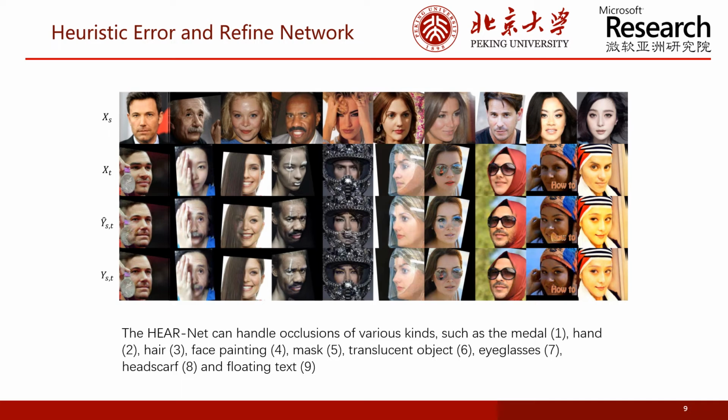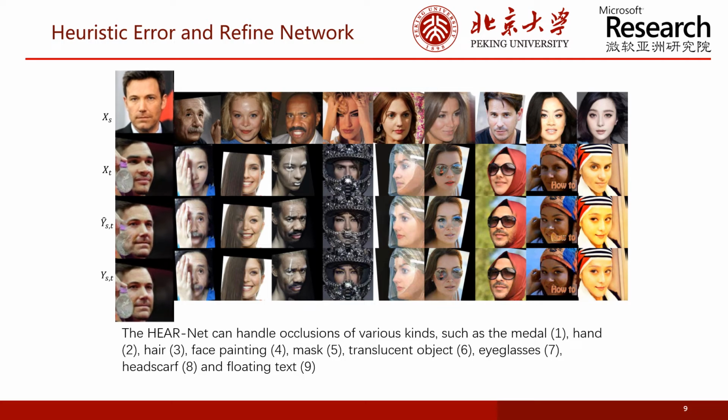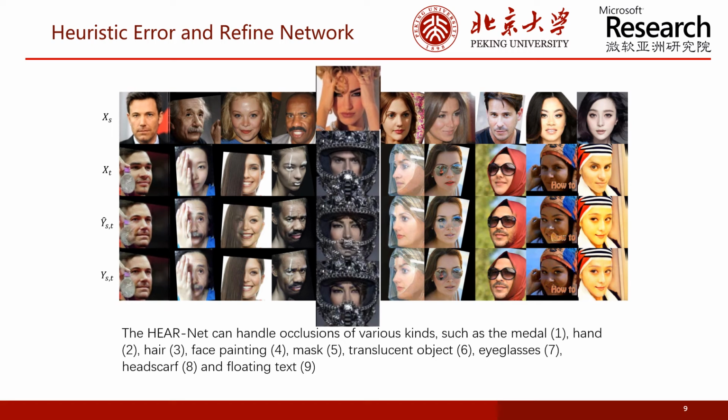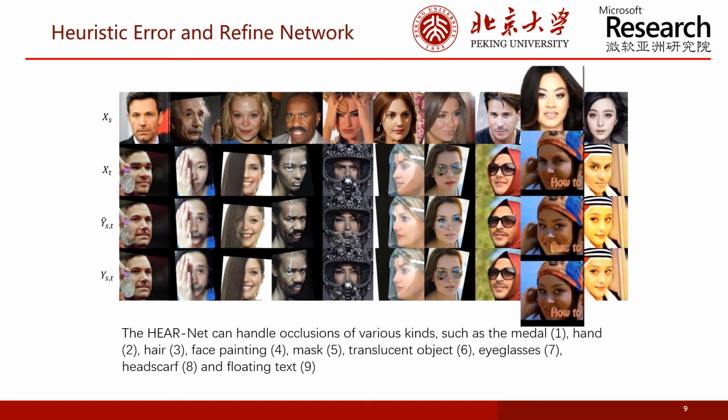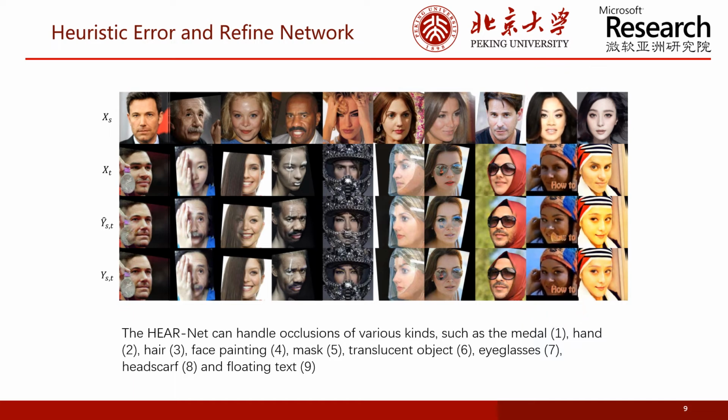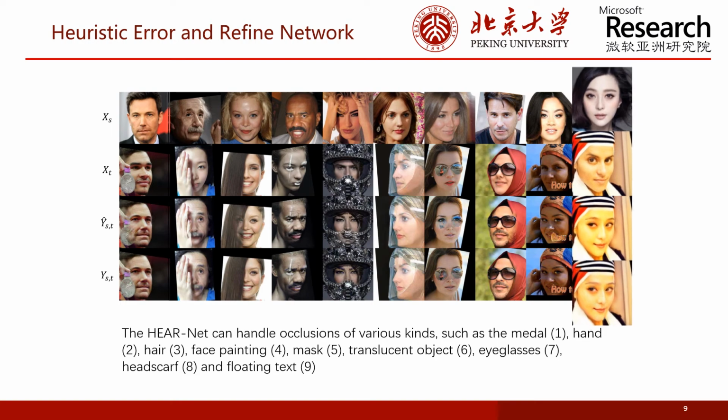Here are some examples showing the strong capability of HEAR-Net. Like in column 1, it preserves the medal in the man's hand, and in column 5, the helmet that the woman wears, and in column 9, the floating text over the woman's face. And we also found that HEAR-Net can repair the shifted color to a certain degree.